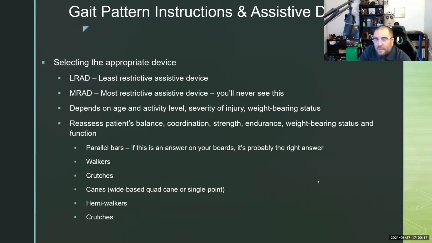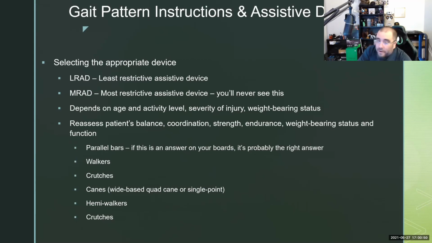Assistive devices: the main thing I want you to get out of here is to know what an LRAD is. LRAD is least restrictive assistive device. It's what most PTs will say: ambulate patient with LRAD. The PT is then telling you, you get to pick the assistive device to use, PTA. Good job, I trust you. And then you pick the least restrictive.